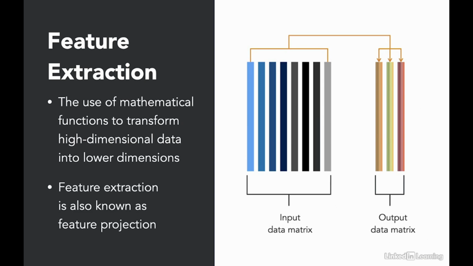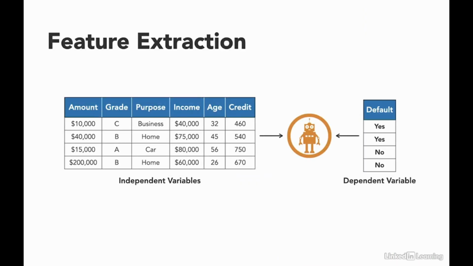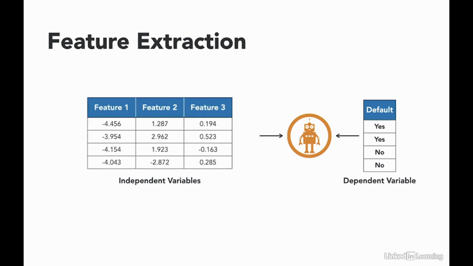To illustrate how feature extraction works, let's also assume that our goal is to build a supervised machine learning model that uses the independent variables shown here to predict loan outcomes, which is the default dependent variable. With feature extraction, we apply a mathematical transformation that creates these three new features from the original ones.